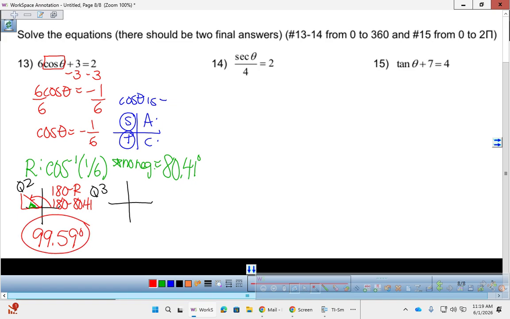Answer 2 would be something in quadrant 3. So you could draw the triangle if you want. This is what you have. You can see 180 plus what I have is what I want. So it would be 180 plus the reference angle. You can use the image for that, or you can use the rule.